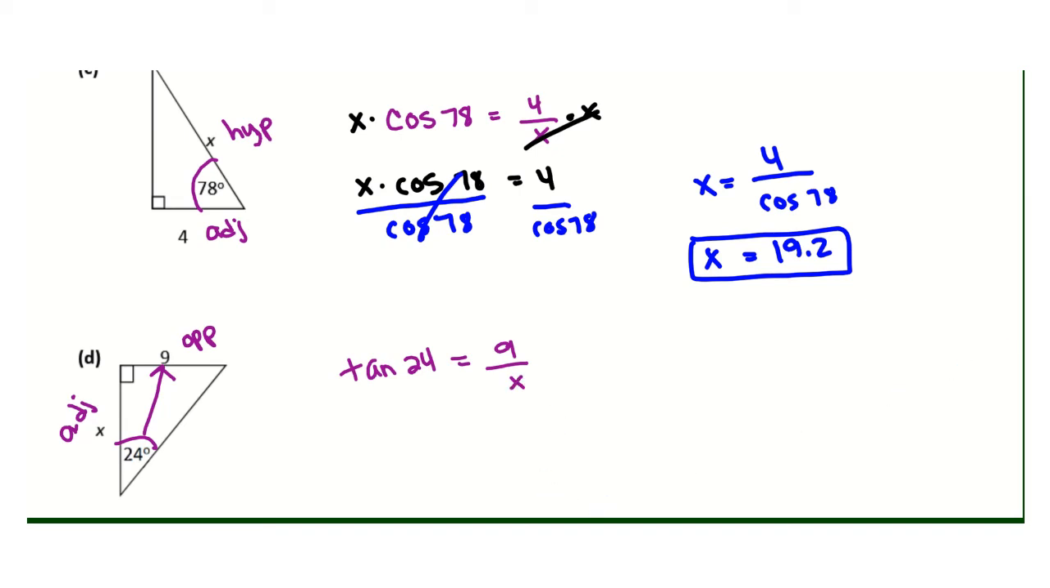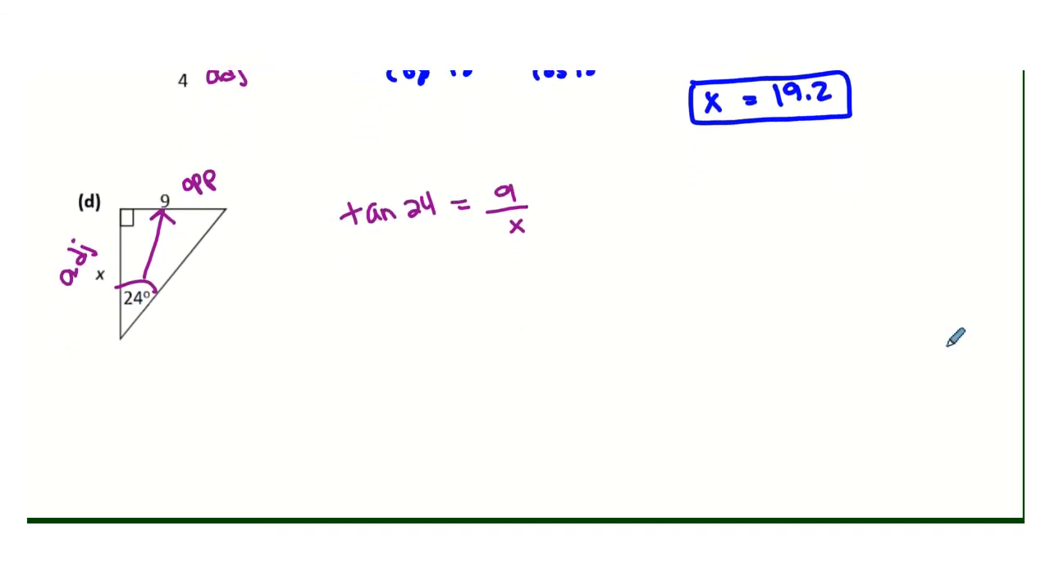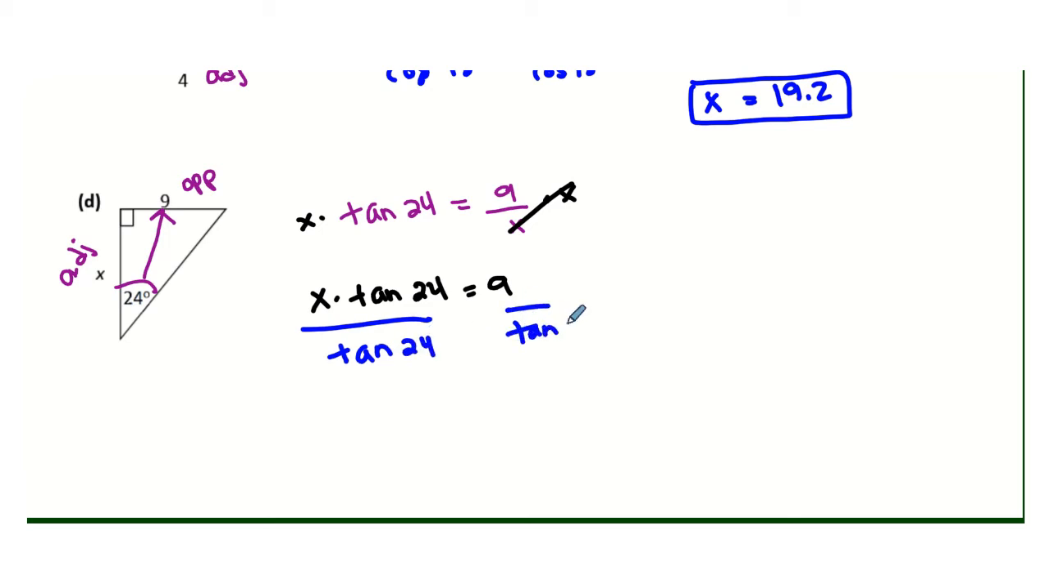I can't solve for x if it is in the denominator. So I'm going to begin by multiplying both sides by x. So I'm going to have x times tangent of 24 is equal to 9. X is no longer in the denominator, so I solved that problem. X is being multiplied by tangent of 24. To solve for x means I need to get x completely alone. So to undo multiplication, I'm going to use division. When I do that, these cancel, and I get x equals 9 over the tangent of 24.